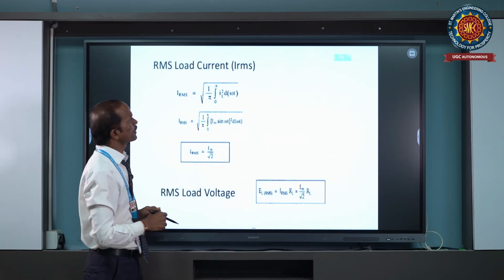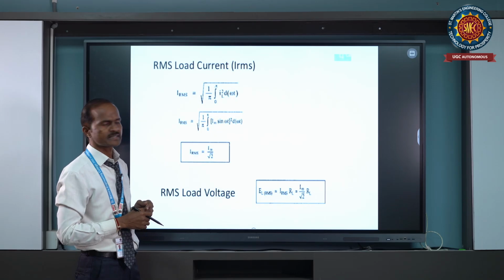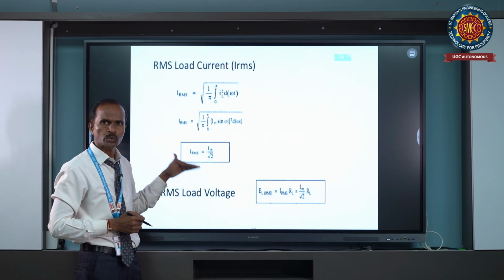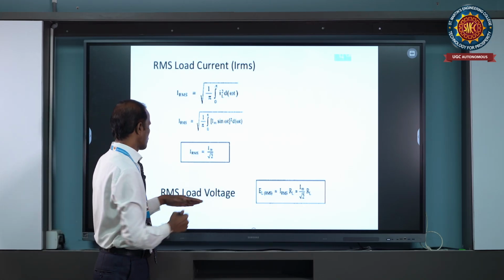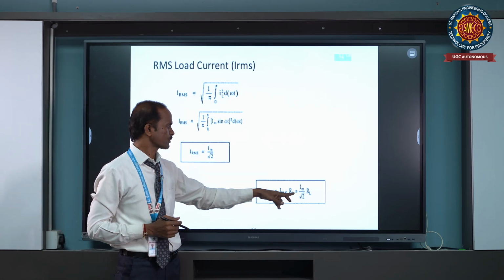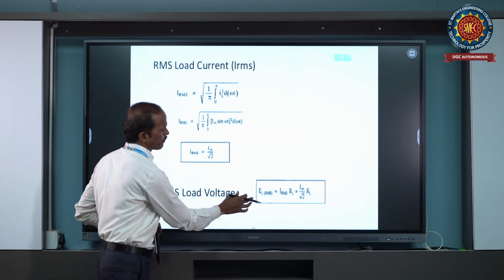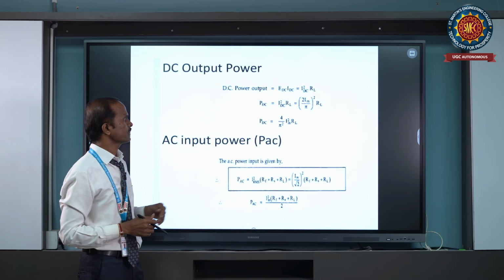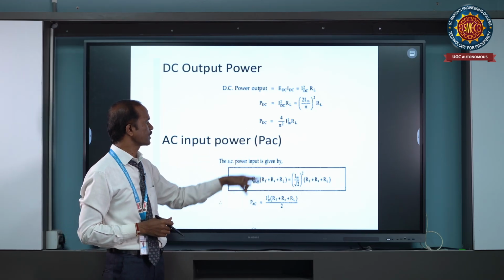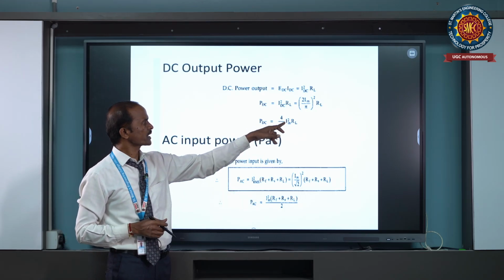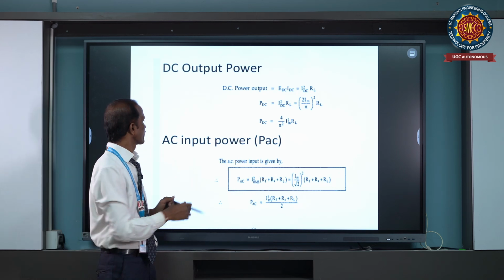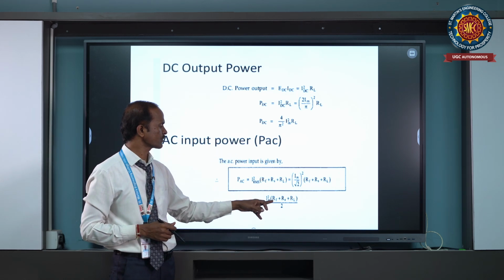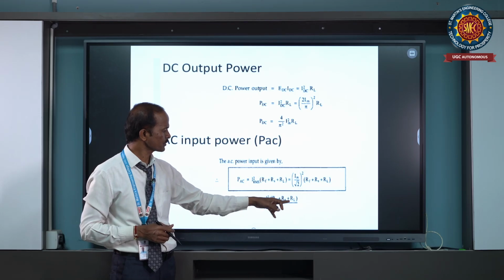Next, the load RMS current, that is the AC current, IRMS is equal to Im by root 2. Next, the load voltage is equal to Im by root 2 into RL. Next, DC output power is equal to 4 Im square by pi square into RL. Next, AC input power PAC is equal to Im square into (RF plus RL) by 2.